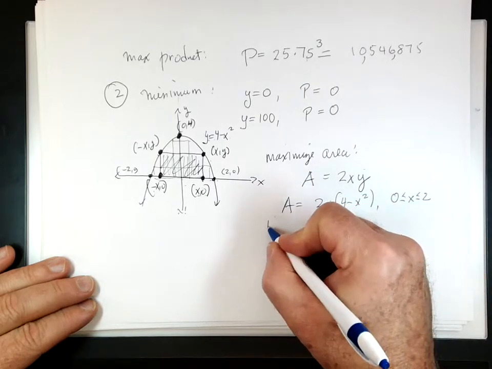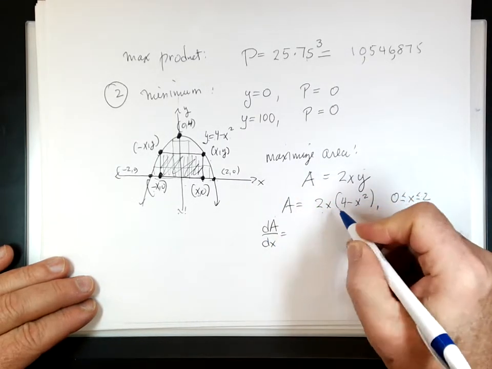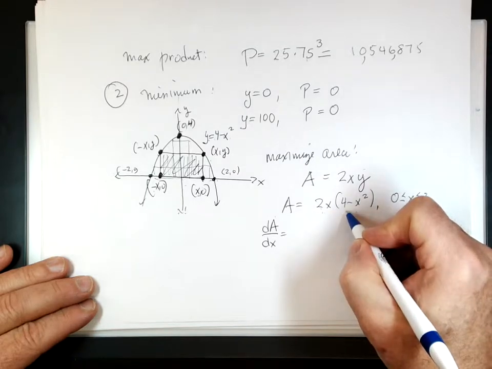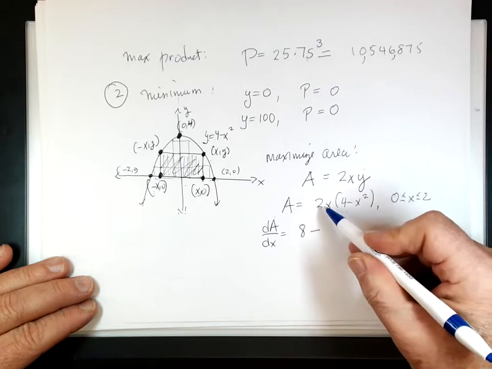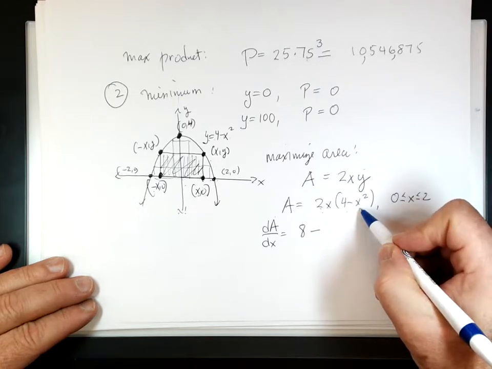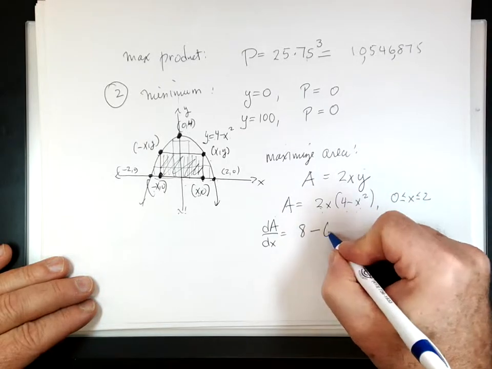Let's take the derivative to find the critical values. I'm going to multiply this out. I'm going to have 8x, take the derivative, 8, minus 2x cubed, the derivative of which is 6x squared.